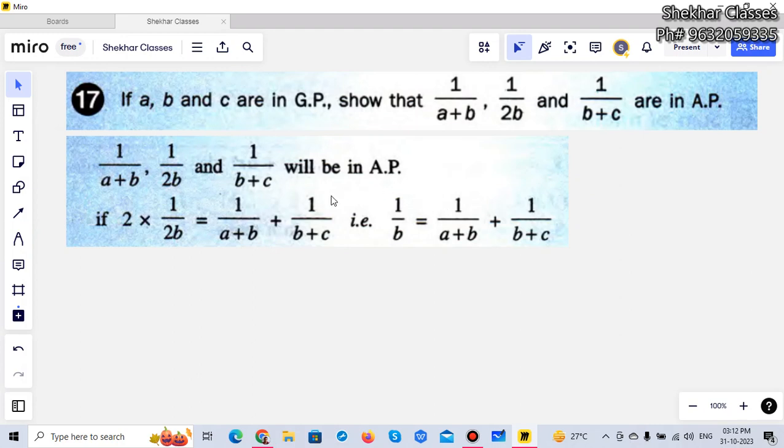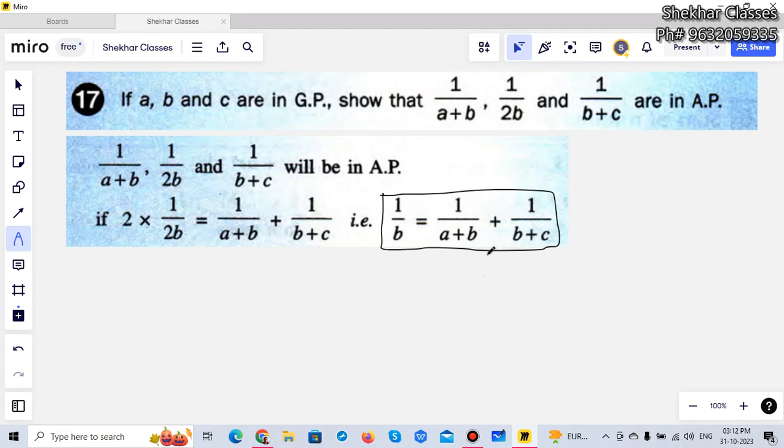So what we can say is that if 1 upon A plus B and 1 upon 2B and 1 upon B plus C are in AP, then what will happen? 2 times the second one will be equal to the sum of the first term and the third term. If I solve it, this 2 will get cancelled, so 1 upon B is equal to 1 upon A plus B plus 1 upon B plus C here.